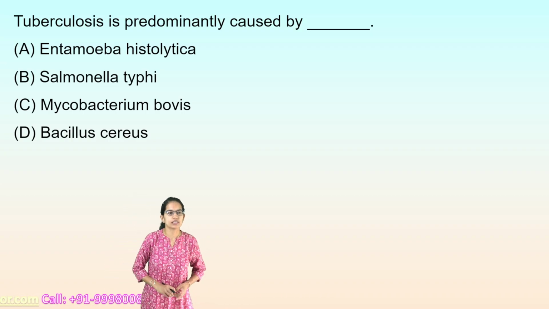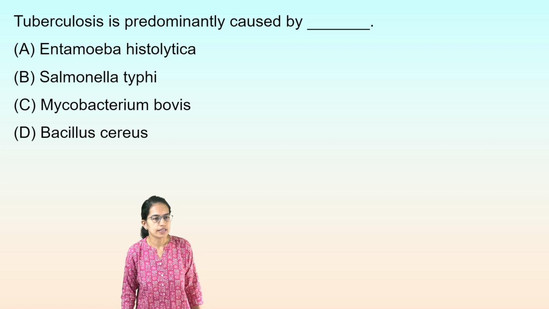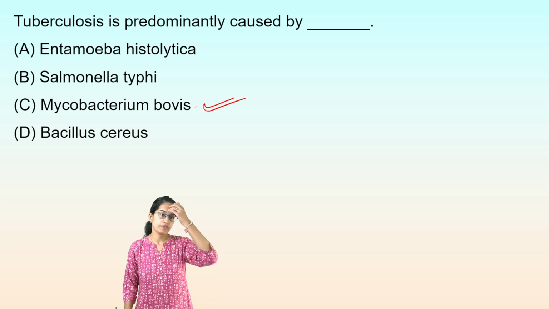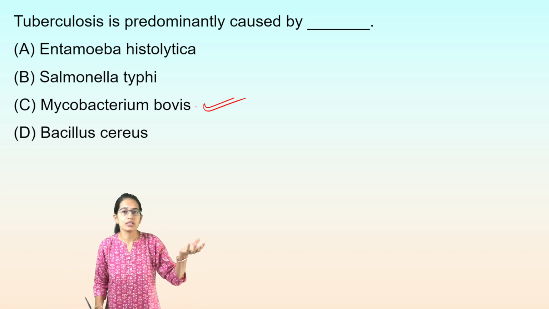Now, tuberculosis is caused by which of the following bacteria? So, the correct answer is Mycobacterium bovis. Now, here we understand that when we are talking about the various diseases, we need to understand the list, and this is a question more on rote memorization.